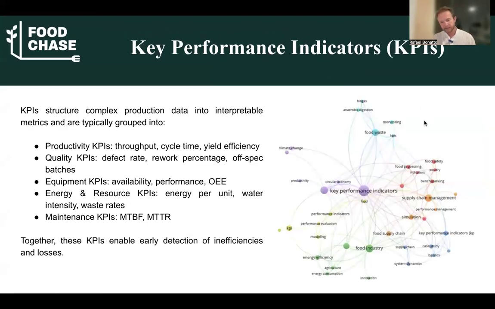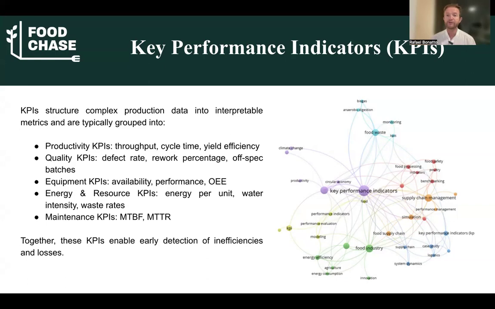Key performance indicators, you have seen these before, but they structure complex production data into interpretable metrics and are typically grouped. Remember, you have a lot of information around, like this graphic on the right-hand side, but you want to understand how to interpret it and take a decision based on that, okay? That's why they're grouped into productivity KPIs, quality KPIs, equipment KPIs, energy and resource KPIs, and maintenance KPIs. Together, these KPIs enable early detection of inefficiency and losses.